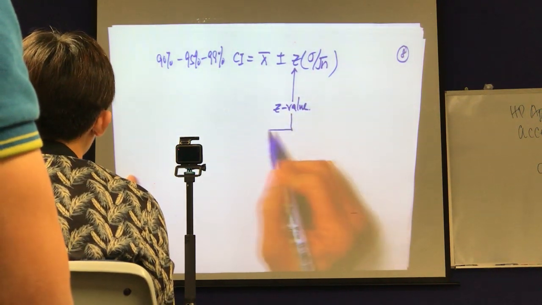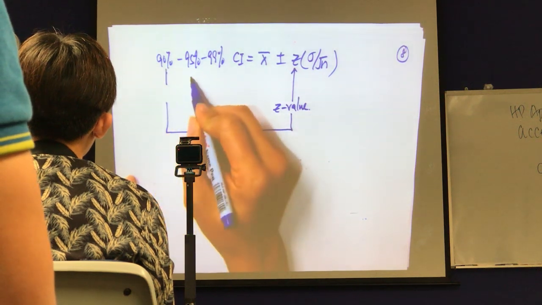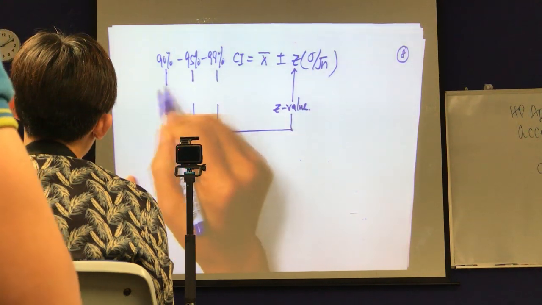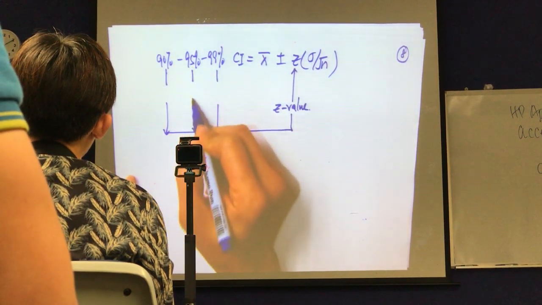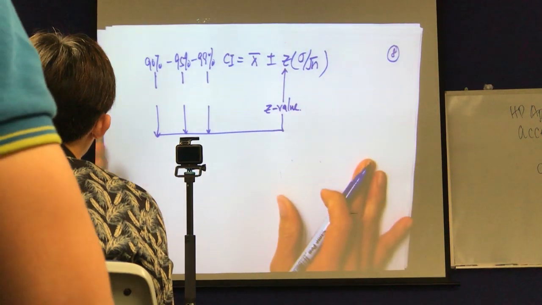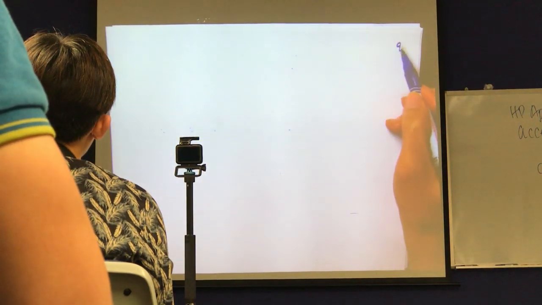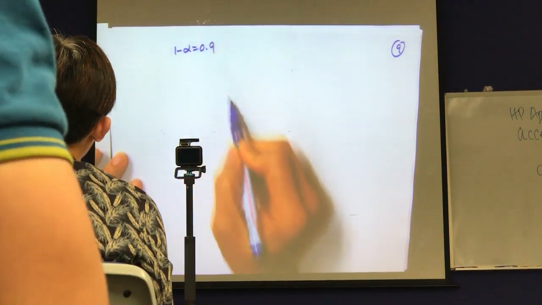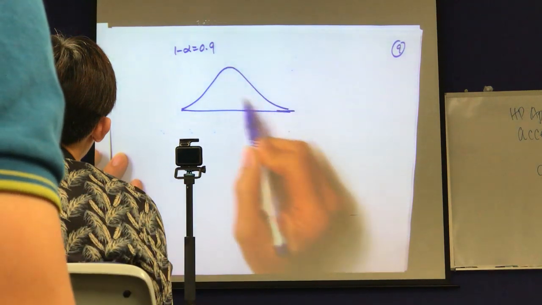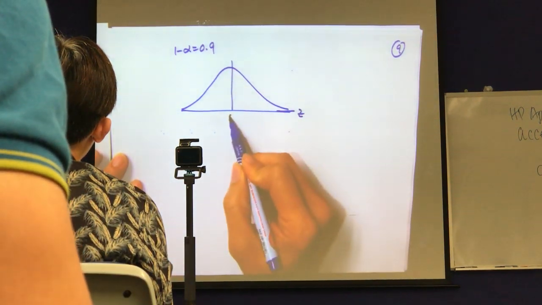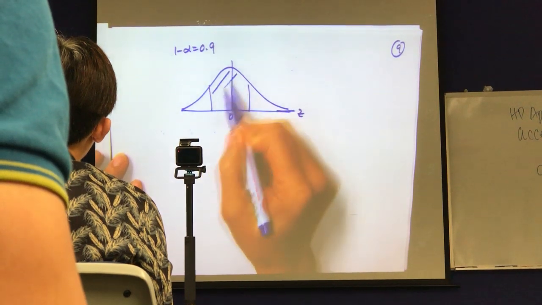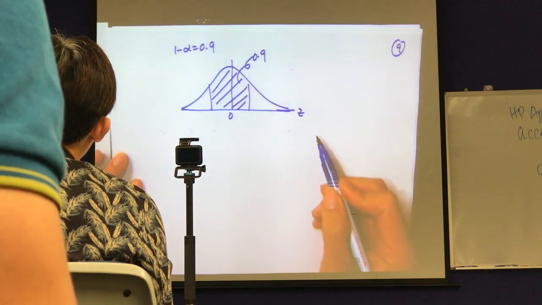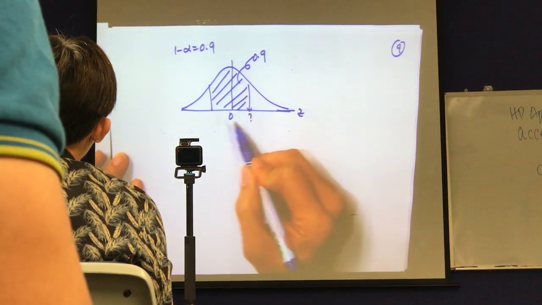So let's find out what is this number here? The Z value in this number, 90%, 95%, and 99%. So when we say 90%, 1 minus alpha is 0.9, 90%. What we are talking about is something like this one here. This is the Z, this is a 0. When we talk about 90%, this center is 90%, 0.9. This is Z. You need to find out what this is.